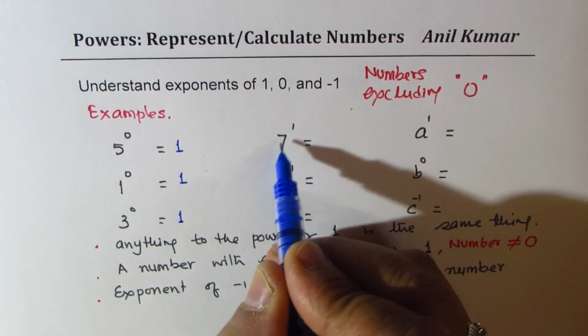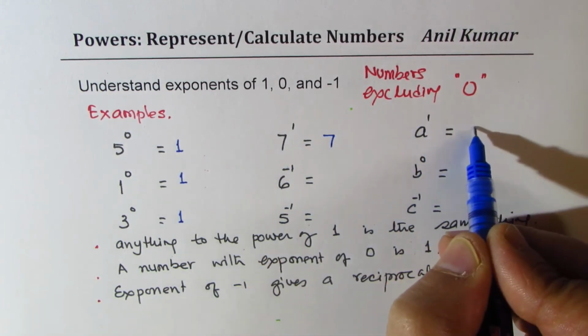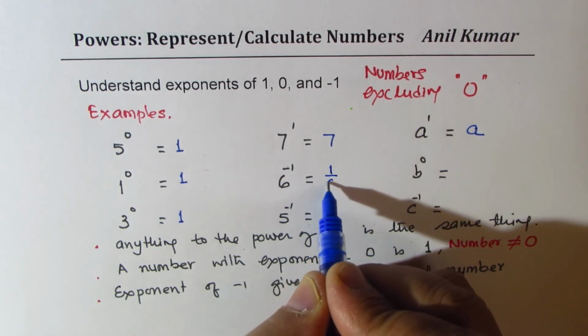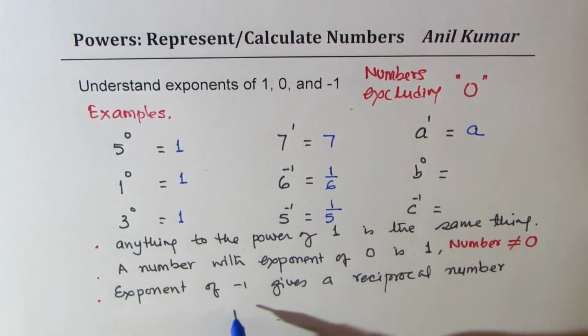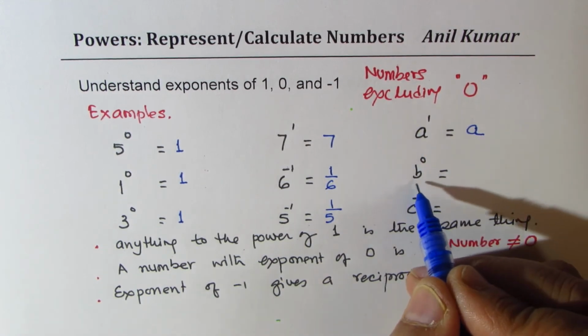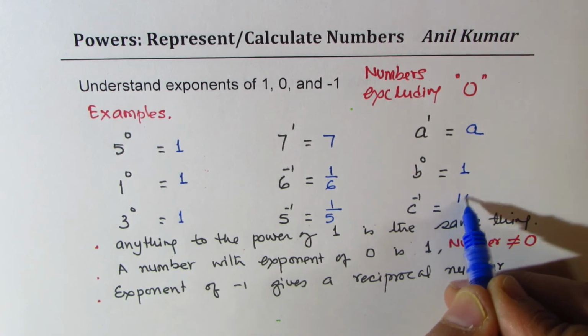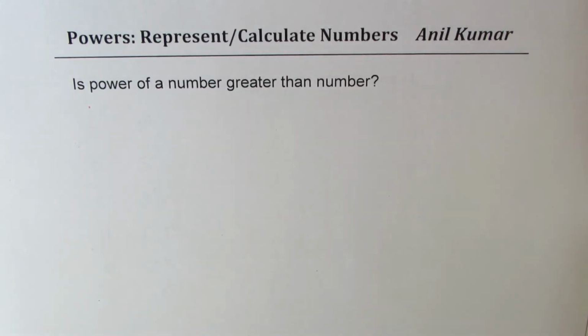If the power is 1, then the number is the number itself. In this case, it will be a. But if the power is minus 1, we expect reciprocal. That is what I mean, 1 over this number. In general, b to the power of 0 should be 1 and c to the power of minus 1 will be 1 over c. Does it make sense to you, right? So with that, let's move forward. So I hope you have understood it completely.